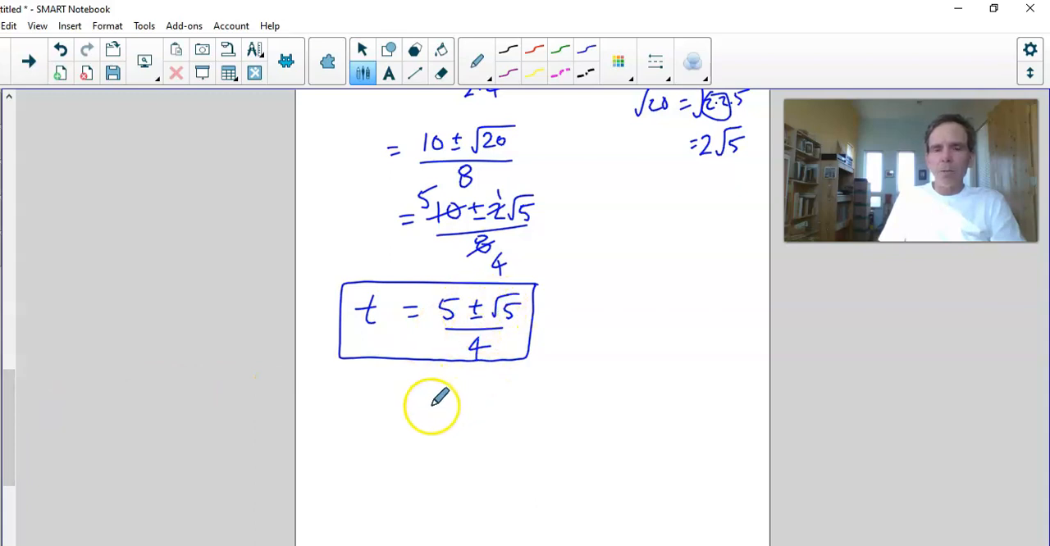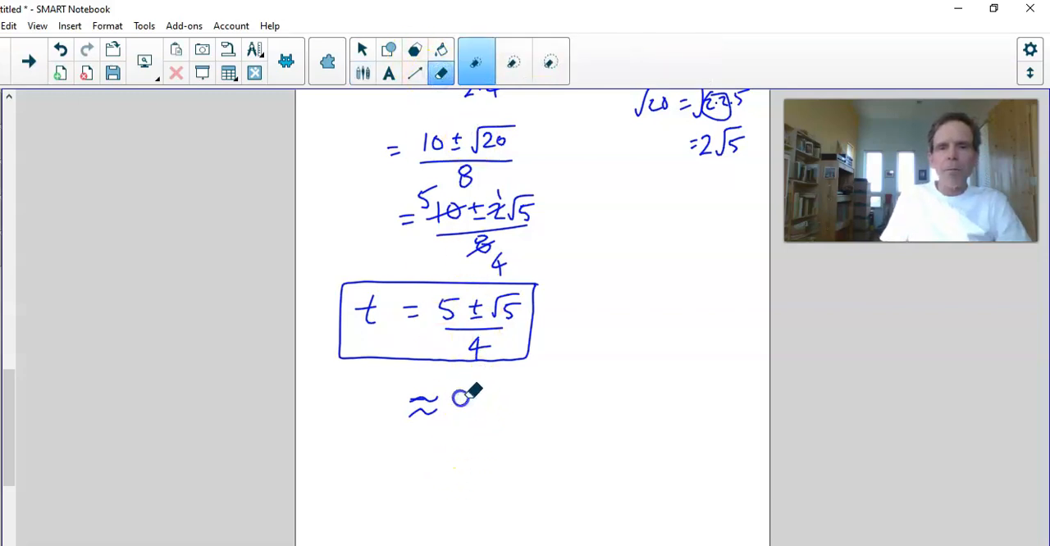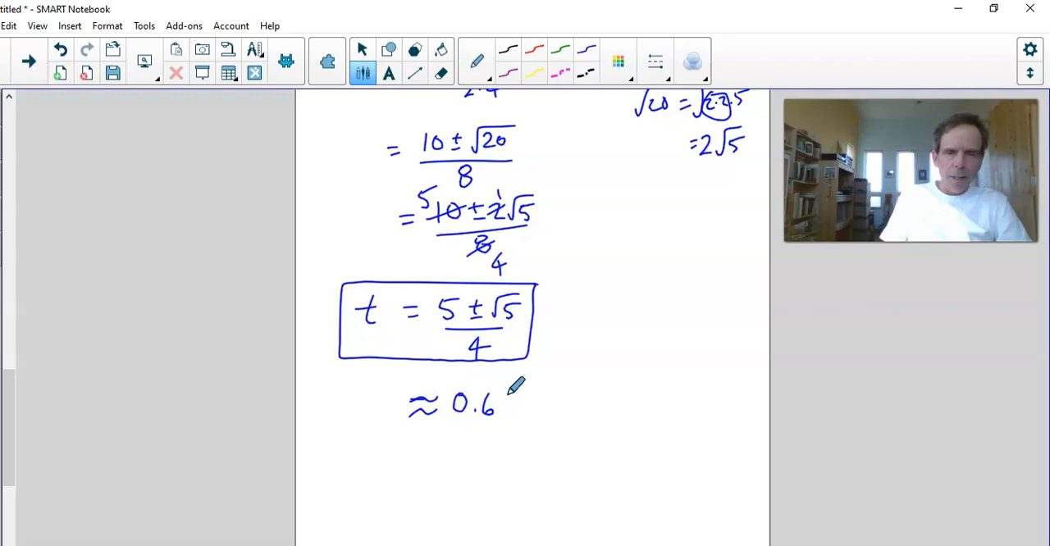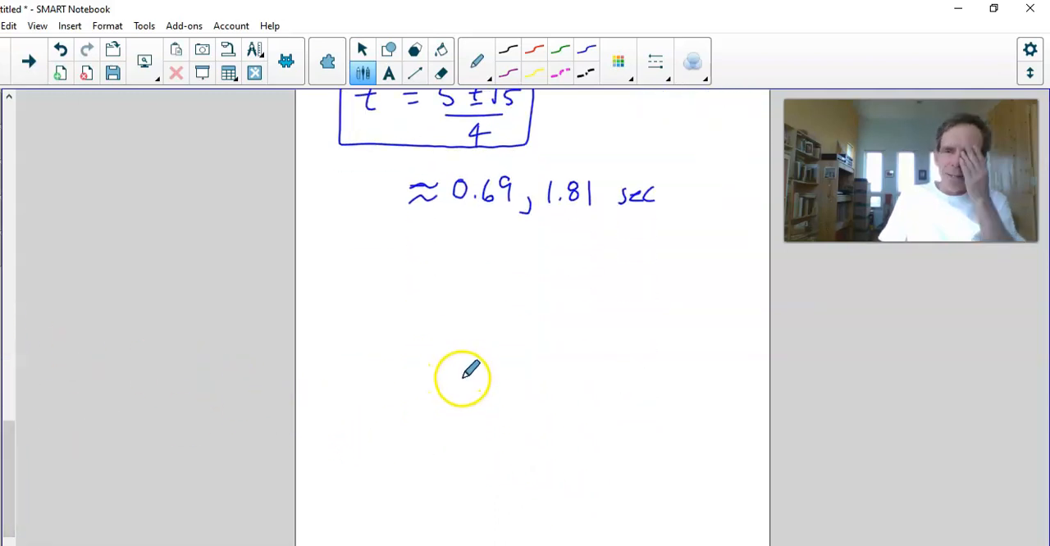We could add or we could subtract. We might want to get an approximate answer, and I've got those on my calculator here. If you subtract, you get about, it's going to write a negative number. It's positive. It's positive 0.69 approximately. The other number is about 1.81. These are in seconds. So why is this?